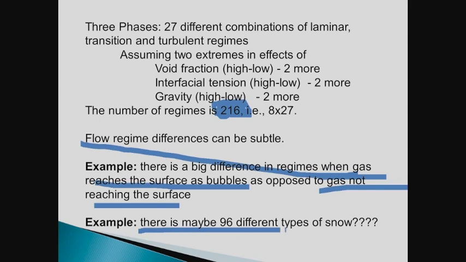And the question I find always intriguing is, how many different types of snow are there? In the southern states of the United States, we don't have much snow. We have ice storms. But up in Norway, I was watching a movie at one point, and the detective wanted to know how many different types of snow there were. It was a murder mystery. I think the conclusion was that there were 96 different types of snow.